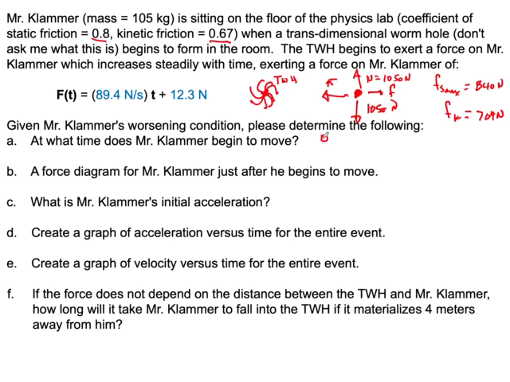So if I just set this up, 840 equals 89.4 T plus 12.3. If you solve that very quickly, you'll discover that, oops, my calculator decided to bail on me. 840 minus 12.3 divided by 89.4, and you'll discover I will begin to slide at, let's just call it 9.3 seconds.